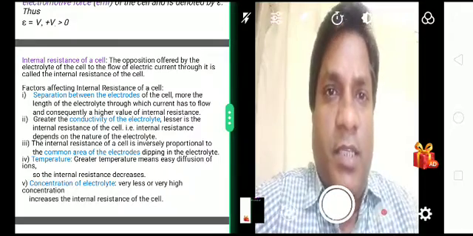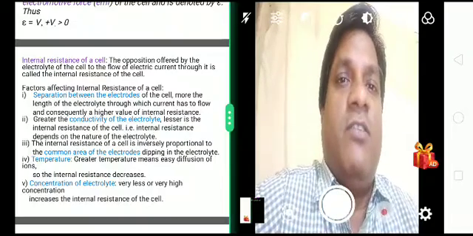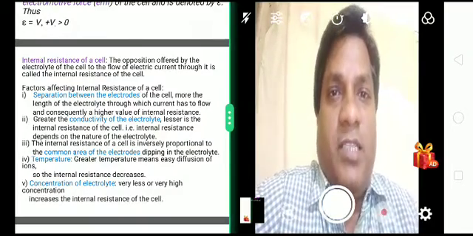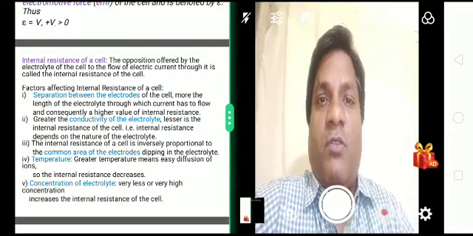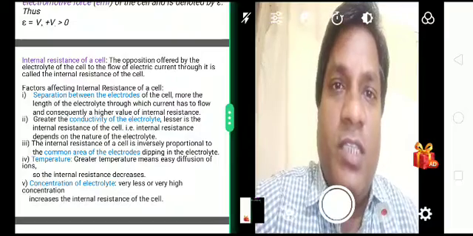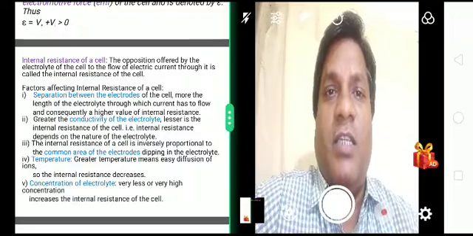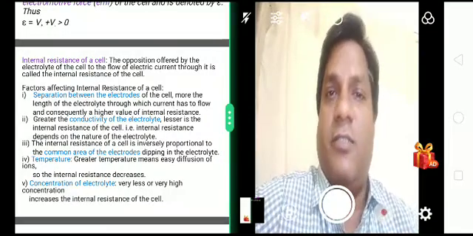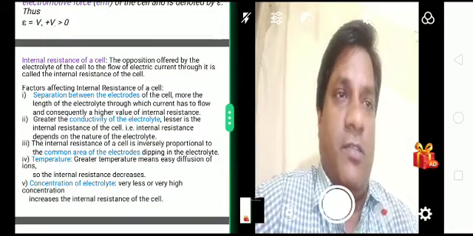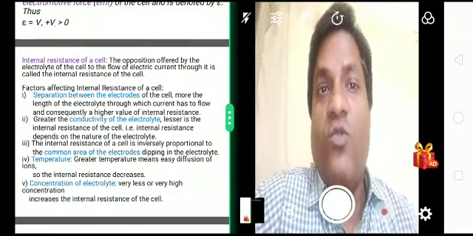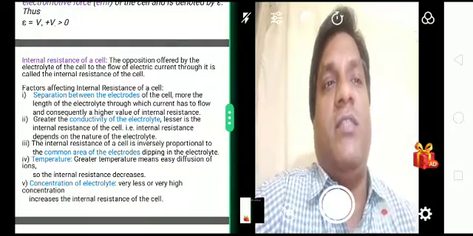In this common type of cells, the electrolyte is not in the form of a solution, rather it is in the form of a gel or paste. So when temperature increases, the ions from the electrolyte can easily diffuse. That's why with increase in temperature, the internal resistance of most of the cells decreases. The fifth point is the concentration of electrolyte. Again here, if the concentration is too low or too high, in both the cases the internal resistance of the cell increases.